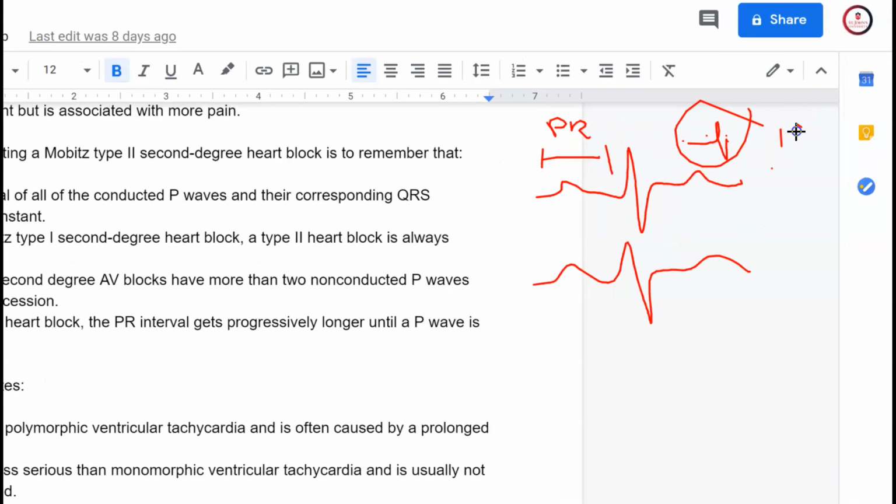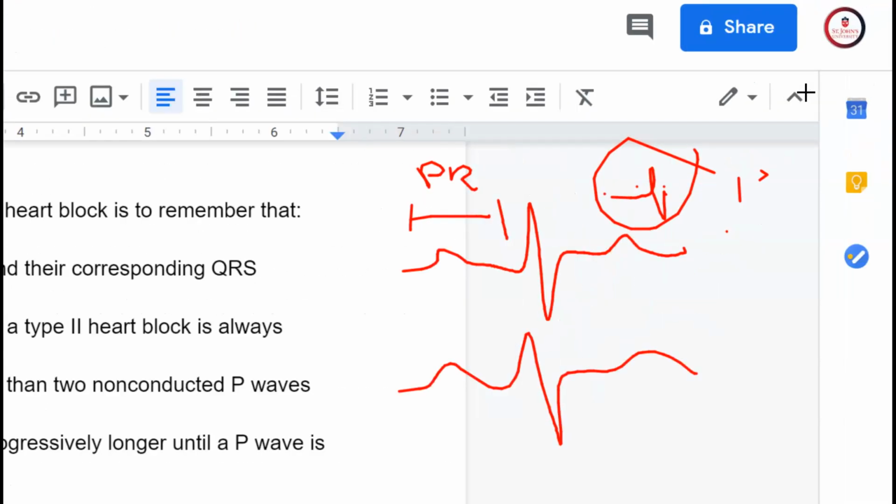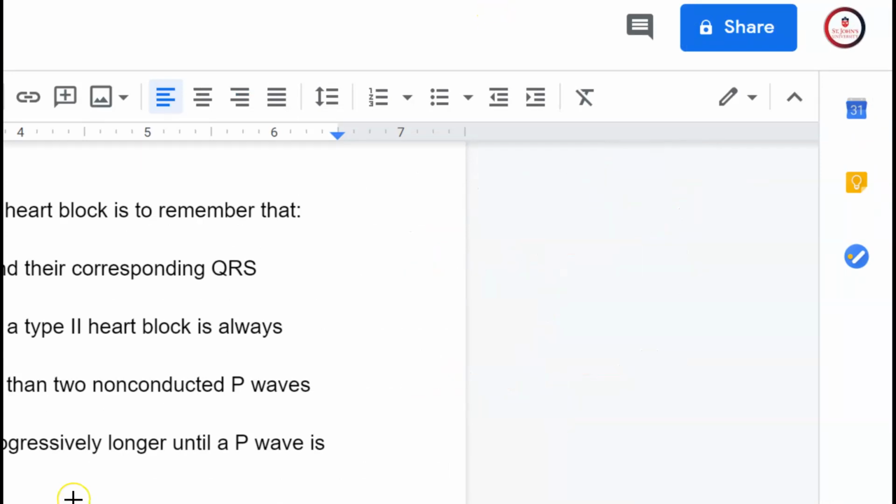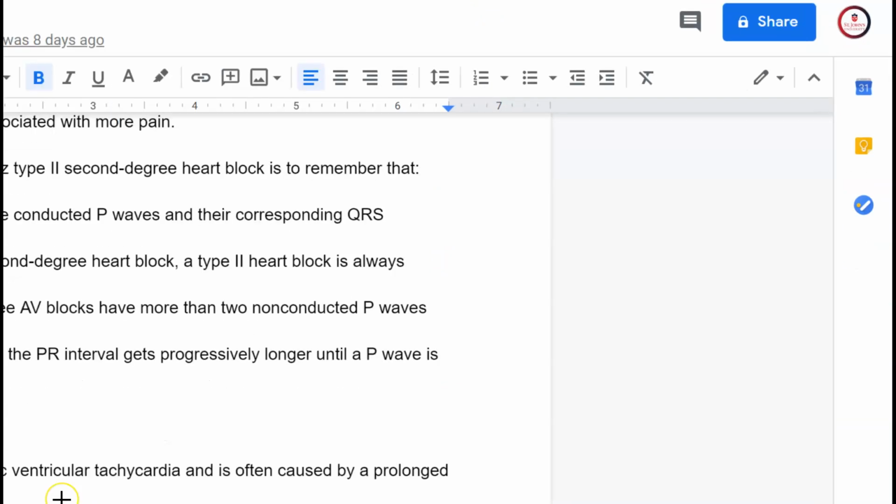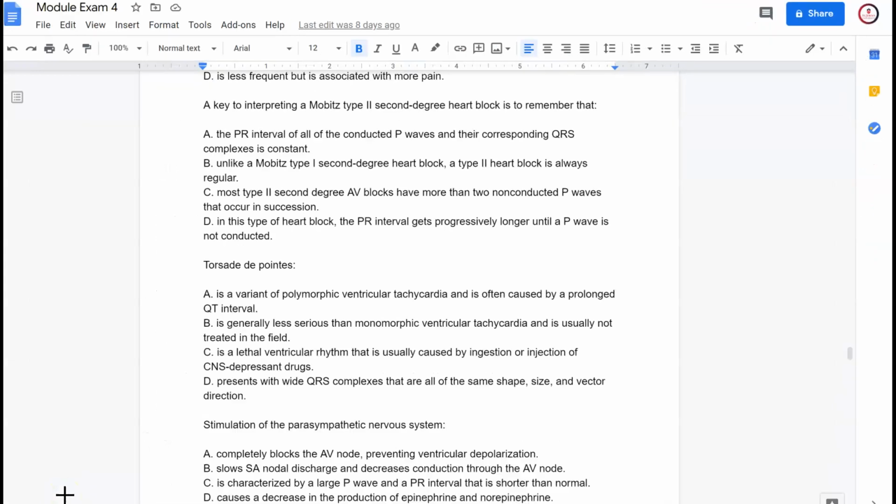Oh goodness. Undo. I don't know why we're zooming. Let's see if I can unzoom that. There we go.